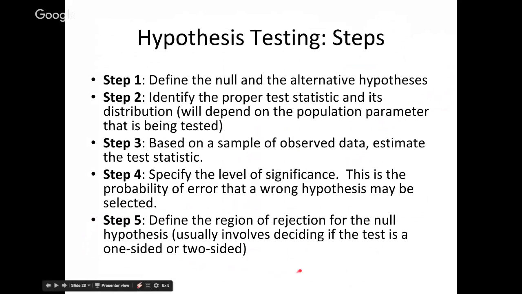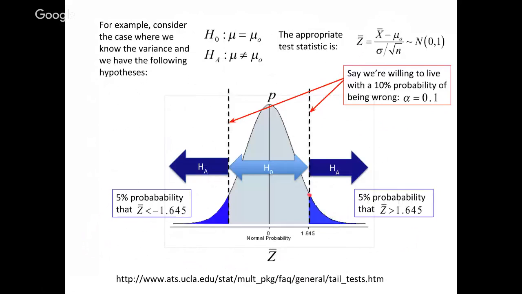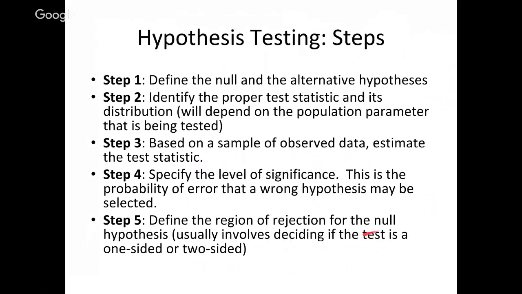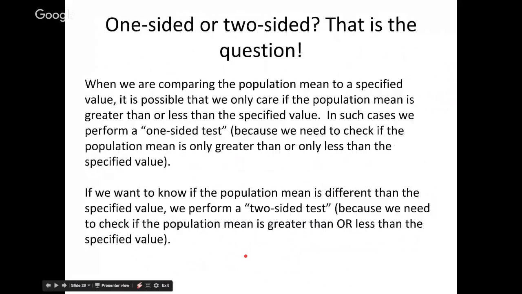And then in step 5, we need to define the region for the null hypothesis. In this example here, you notice we'll reject the null hypothesis if our z-bar value falls in either the tail to the left or the tail to the right. And so we basically need to decide whether we're looking at a two-tailed test or a one-tailed test, and I'll explain what I mean by that. But that's step 5, defining the region of rejection, which involves deciding if the test is one-sided or two-sided. So let me explain that.